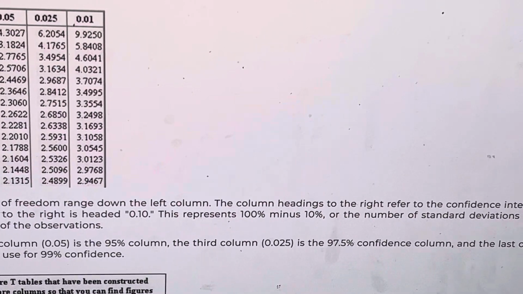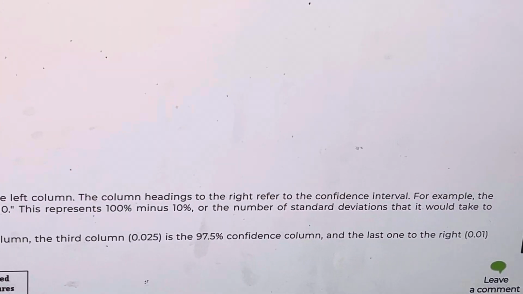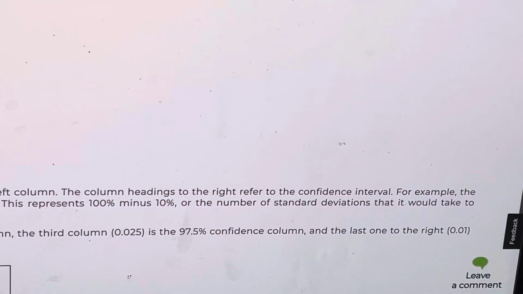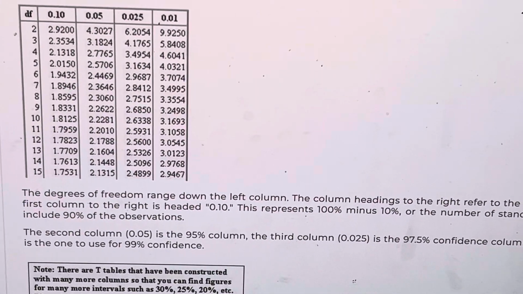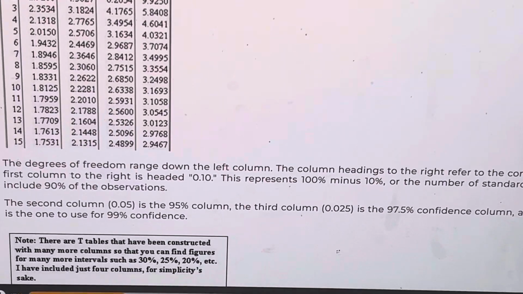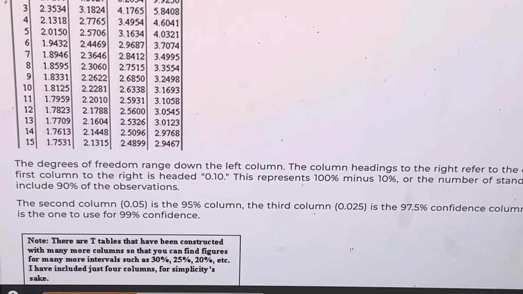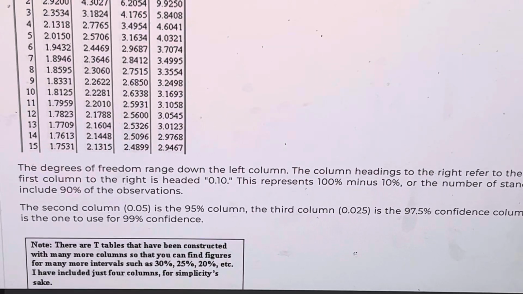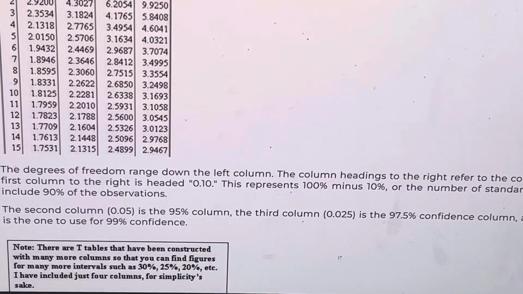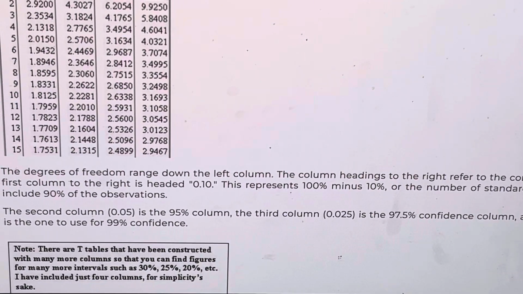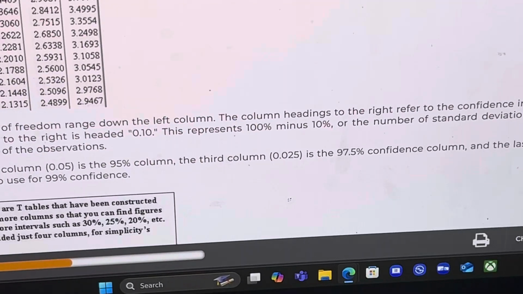The third column, 0.025, is the 97.5% confidence column. And the last one to the right, 0.01, is the one to use for 99% confidence. Note, there are T-tables that have been constructed with many more columns so that you can find figures for more intervals such as 30%, 25%, 20%, etc. I have included just 4 columns for simplicity's sake.